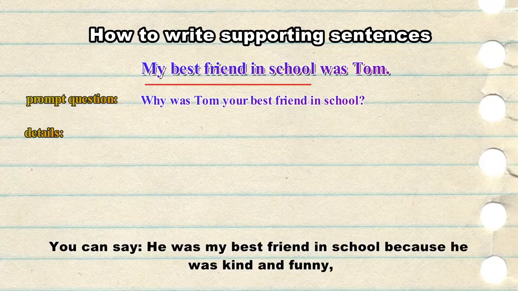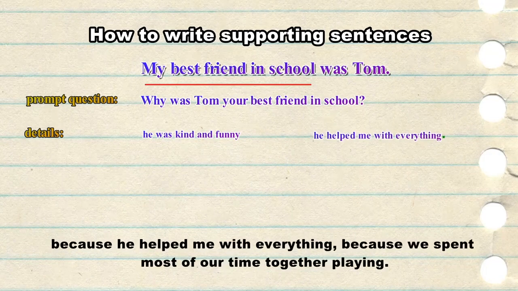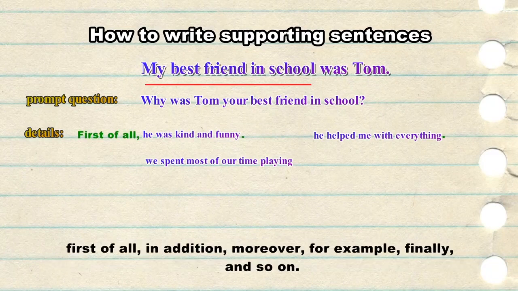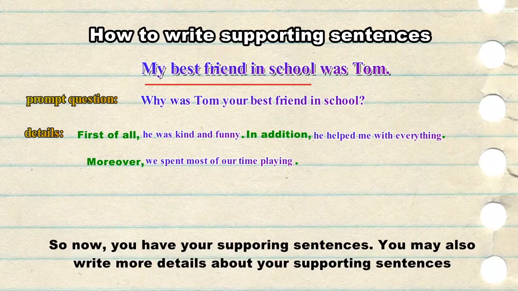You can say, he was my best friend in school because he was kind and funny, because he helped me with everything, because we spent most of our time together playing. So after you have your details, you should put them together and link them together using transition signals like first of all, in addition, moreover, for example, finally, and so on. So now you have your supporting sentences.